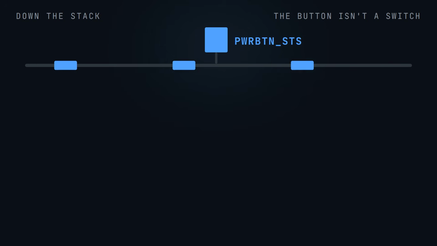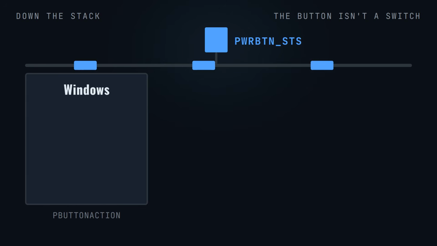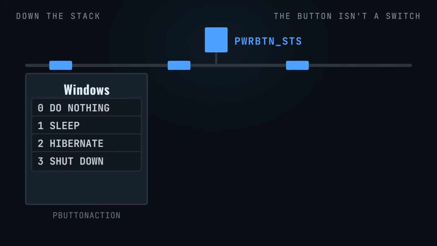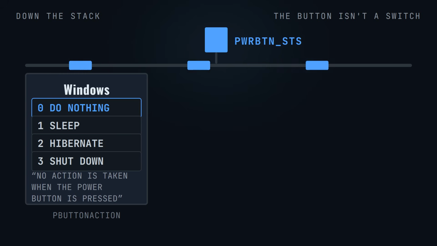it likes with it. On Windows, there's a documented setting for exactly this called the power button action, and it takes 4 values. One of them is sleep, one is hibernate, one is shut down, and the first one, value 0, is called do nothing. Microsoft's own description of that value is no action is taken when the power button is pressed.